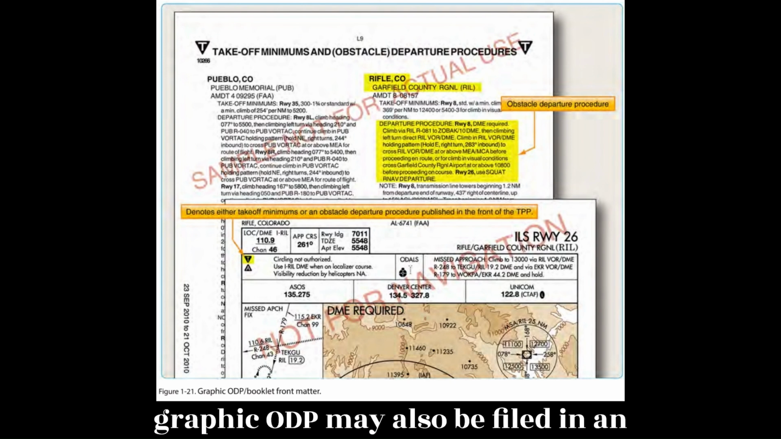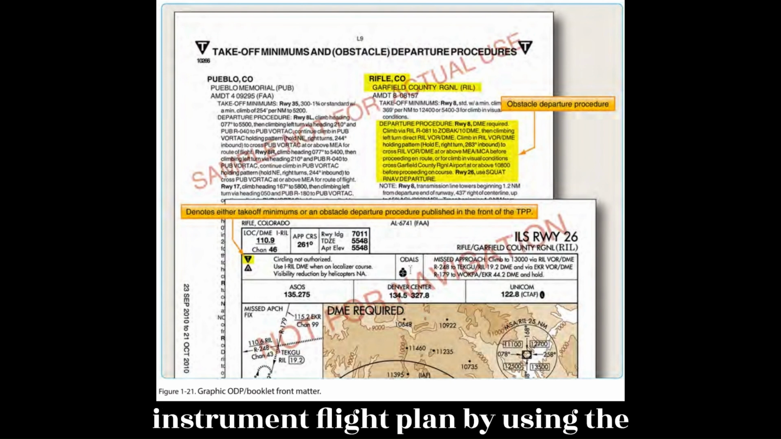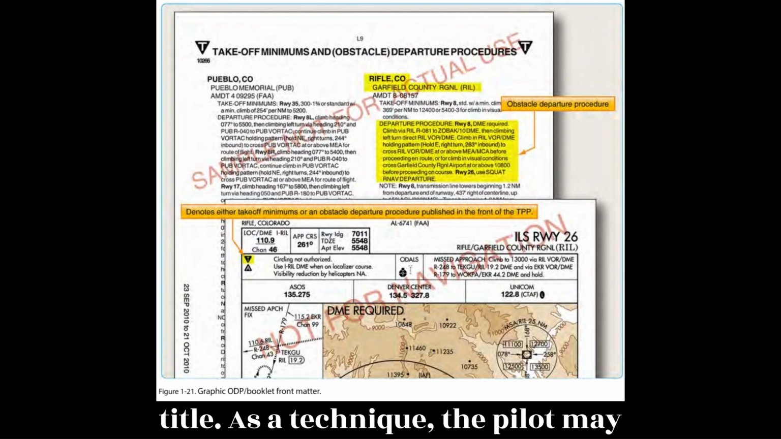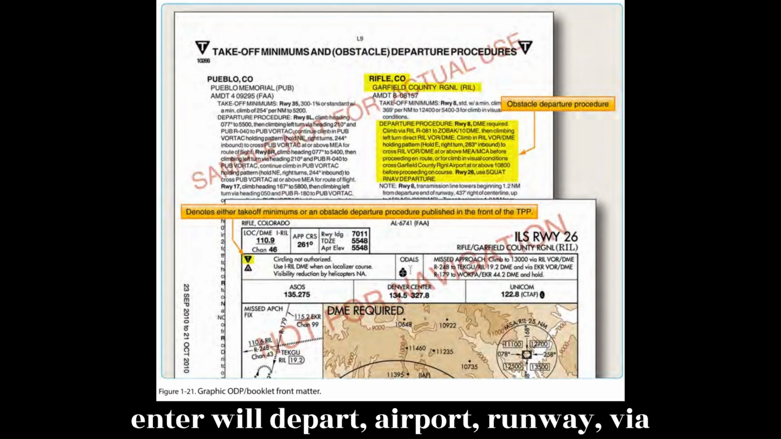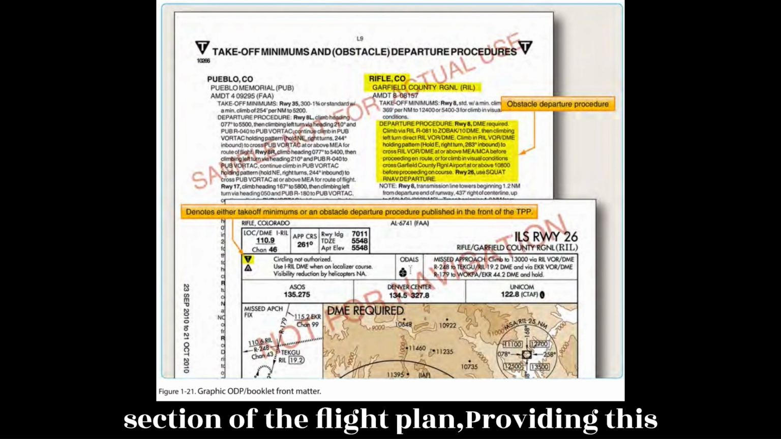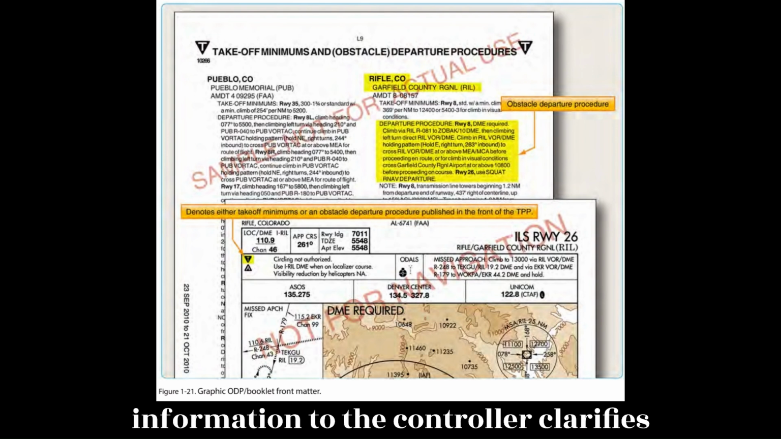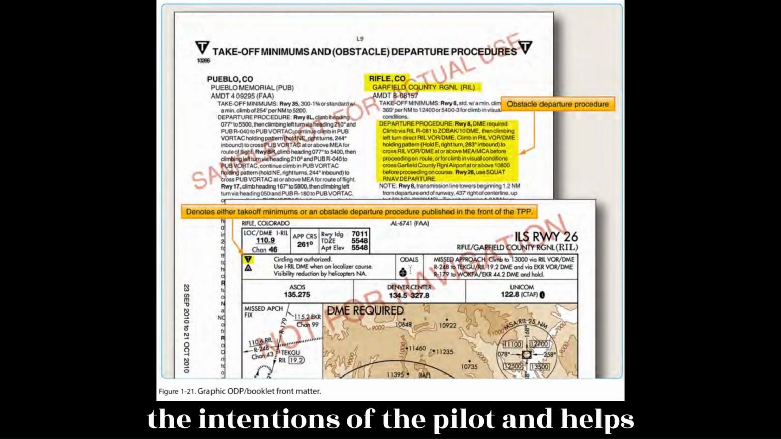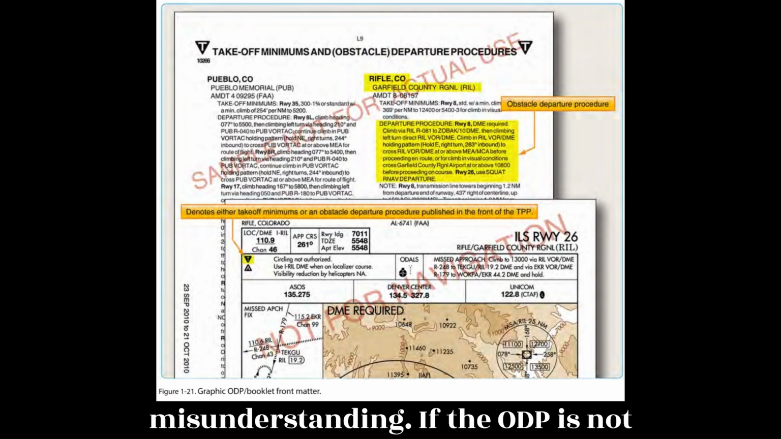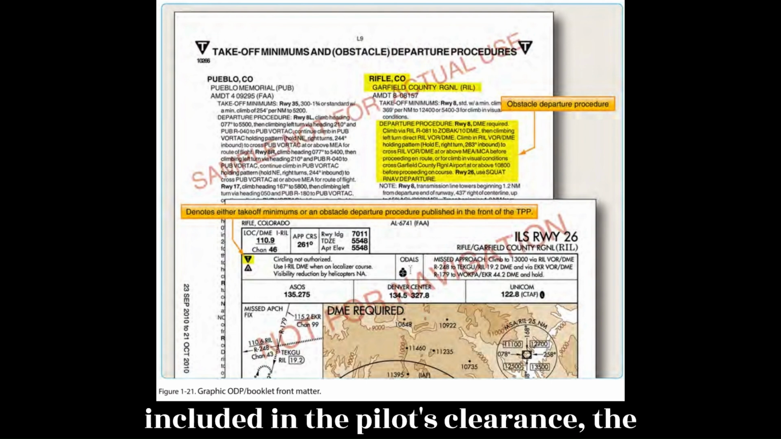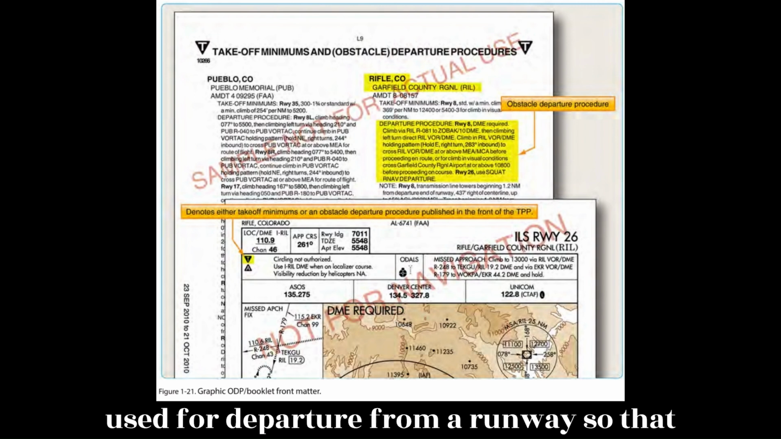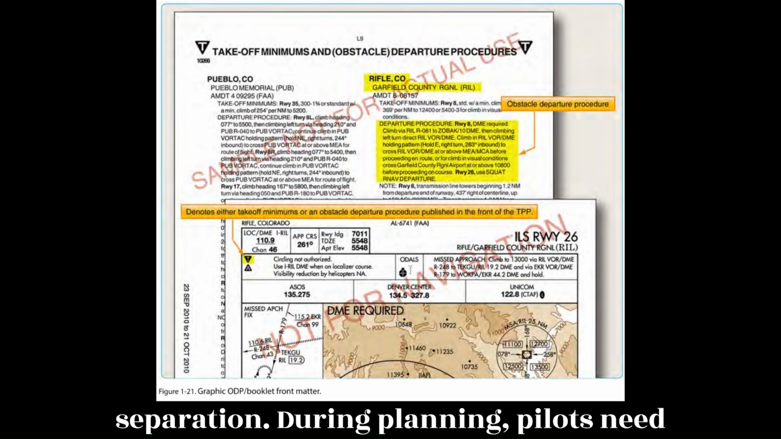A graphic ODP may also be filed in an instrument flight plan by using the computer code included in the procedure title. As a technique, the pilot may enter "will depart, airport, runway, via textual ODP" in the remarks section of the flight plan. Providing this information to the controller clarifies the intentions of the pilot and helps prevent a potential pilot/controller misunderstanding. If the ODP is not included in the pilot's clearance, the pilot should inform ATC when an ODP is used for departure from a runway so that ATC can ensure appropriate traffic separation.